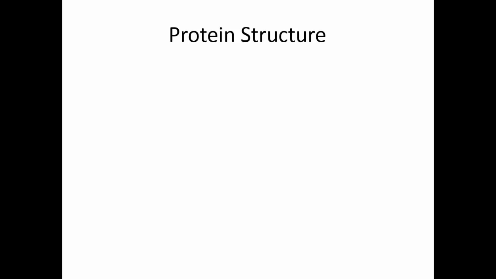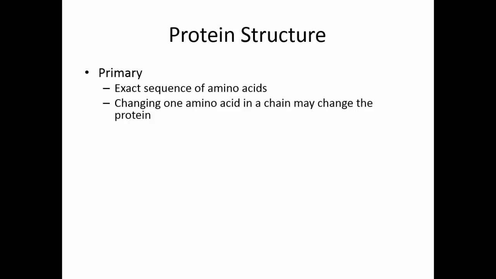Proteins function because they have very unique structures. Each particular protein has its own unique structure. We start the protein structure with the primary structure. This is the exact sequence of amino acids. If we change even one amino acid in a chain, we may change the protein. Normal hemoglobin and the hemoglobin involved in sickle cell anemia varies only in one amino acid.